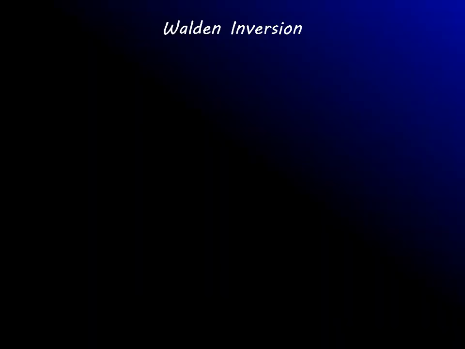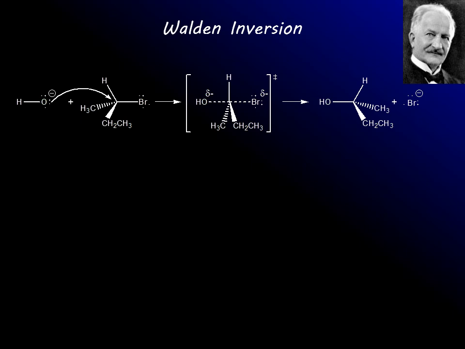Inversion of configuration that occurs in the course of an SN2 reaction is also called Walden inversion, after the Latvian chemist who discovered and studied it. So this is Paul or Paulus Walden, and this is Walden inversion. We can see that if the starting material is chiral, as for example 2-bromobutane, and again we react it with hydroxide, if we react one enantiomer, then in the course of the reaction, inversion of configuration occurs.